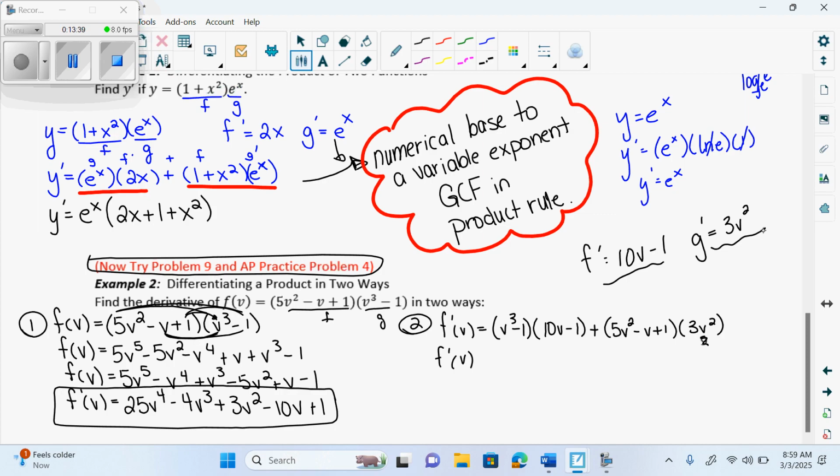So we're going to get 10b to the 4 minus v cubed. Correct me if I mess up. My eyesight is not great. Minus 10b. Guys, you gotta stop talking. Plus 1, plus 15b to the 4 minus 4b cubed plus 3b squared. I said 15b to the 4 and then wrote 3.